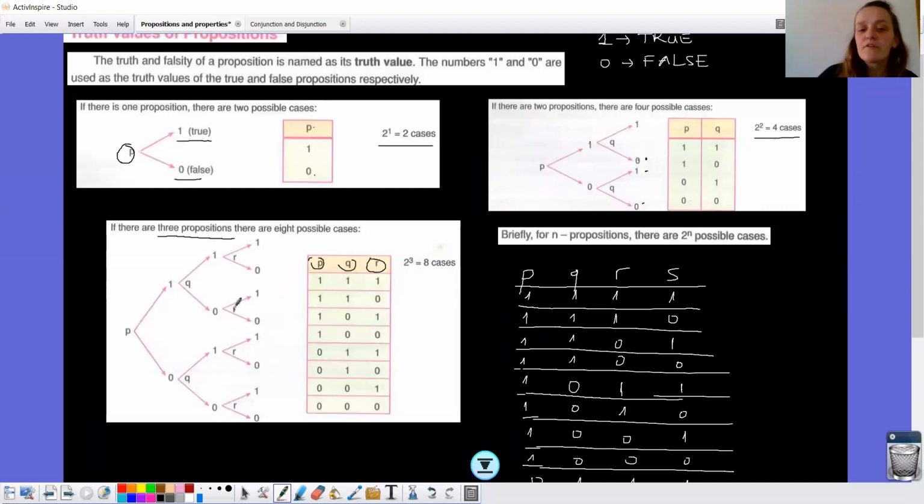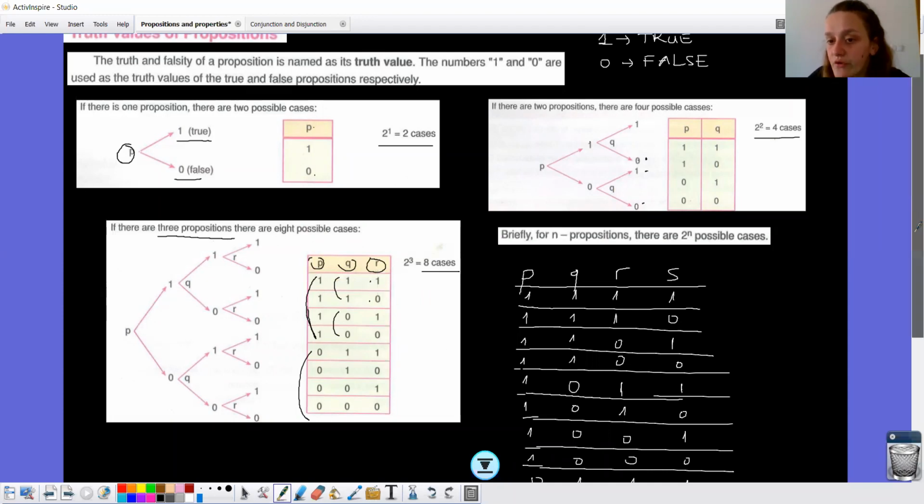And if we have 3 prepositions, as you can see here, P, Q, R, we'll have 8 possible cases. And all the possible cases are written in this way here. In the first proposition, we have 8 cases. I'm dividing by 2, so I am writing 4 ones, 4 zeros. For the second proposition, half of it, 2 ones, 2 zeros. And in the third proposition, half of it, 1 1, 1 0.